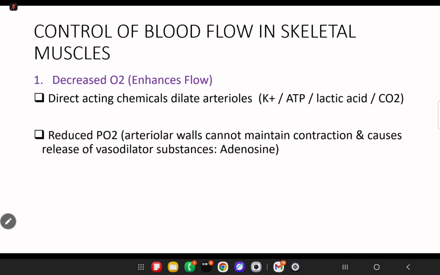Then the reduction in PO2 will also directly act, because arteriolar walls, to maintain their level of vasoconstriction, need the smooth muscles to be contracted. But with the reduction in oxygen, you cannot maintain the contraction, so that can also cause vasodilation. Also, the lack of oxygen stimulates release of a vasodilator substance, adenosine. And adenosine acts directly again on the arterial walls.